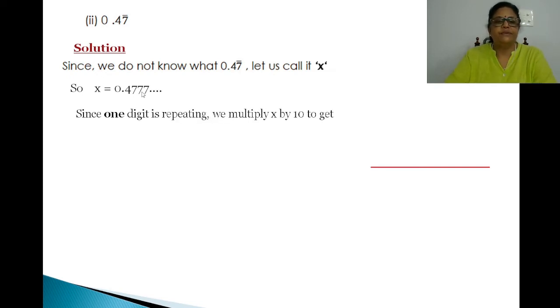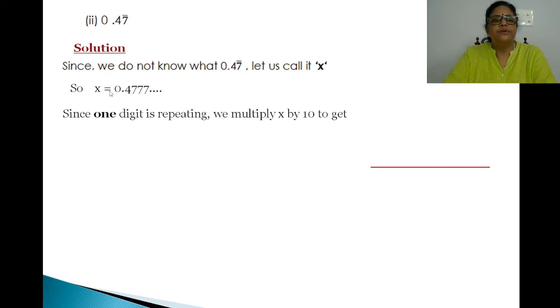One digit is repeating. Since one digit is repeating, we multiply x by 10 to get 10x is equal to 10 into 0.47777 etc. When we are multiplying the left hand side by 10, we have to multiply the right hand side also by 10. Multiplying by 10 means we shift the decimal point one place to the right side.